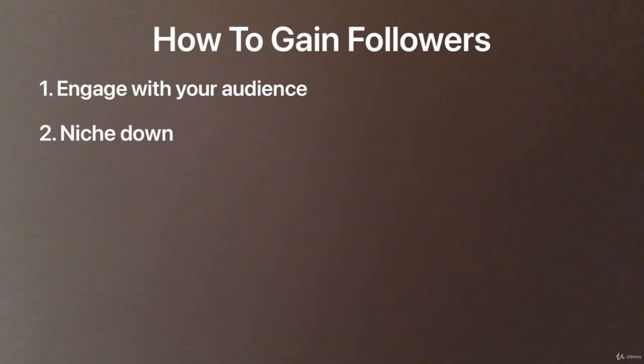Niche down. The most important thing you can do for your account and your chances of going viral is to niche down. Find a niche and create content for that niche. Use hashtags that are specific to that niche. Experiment with the hashtags and study which ones are more popular. If you're stuck on hashtags, use a hashtag generator. You can find several by doing a Google search.